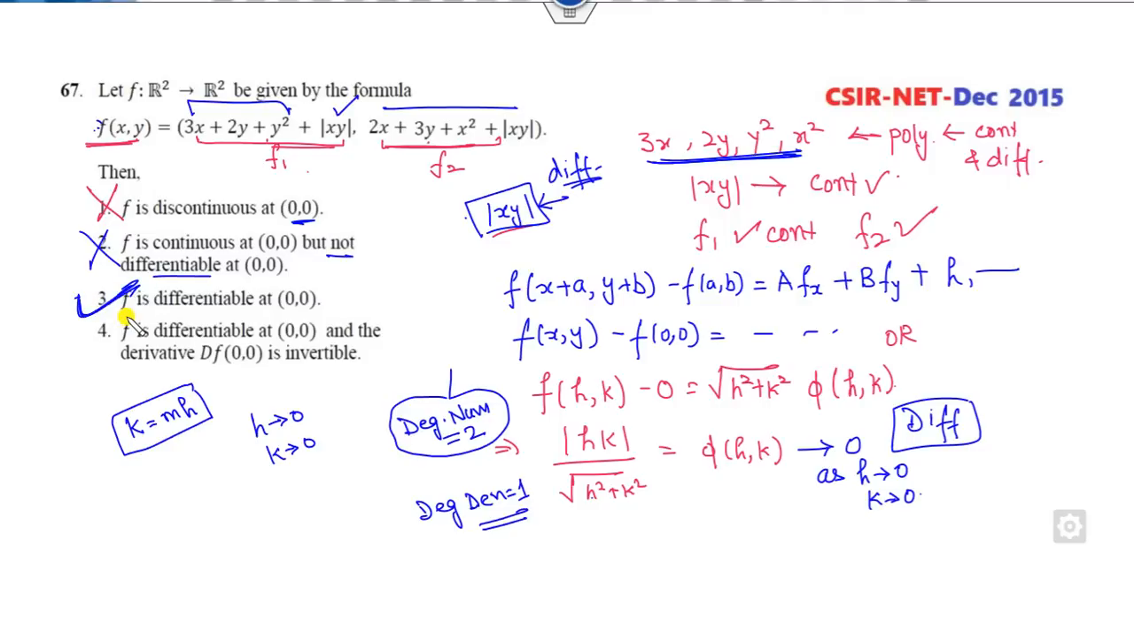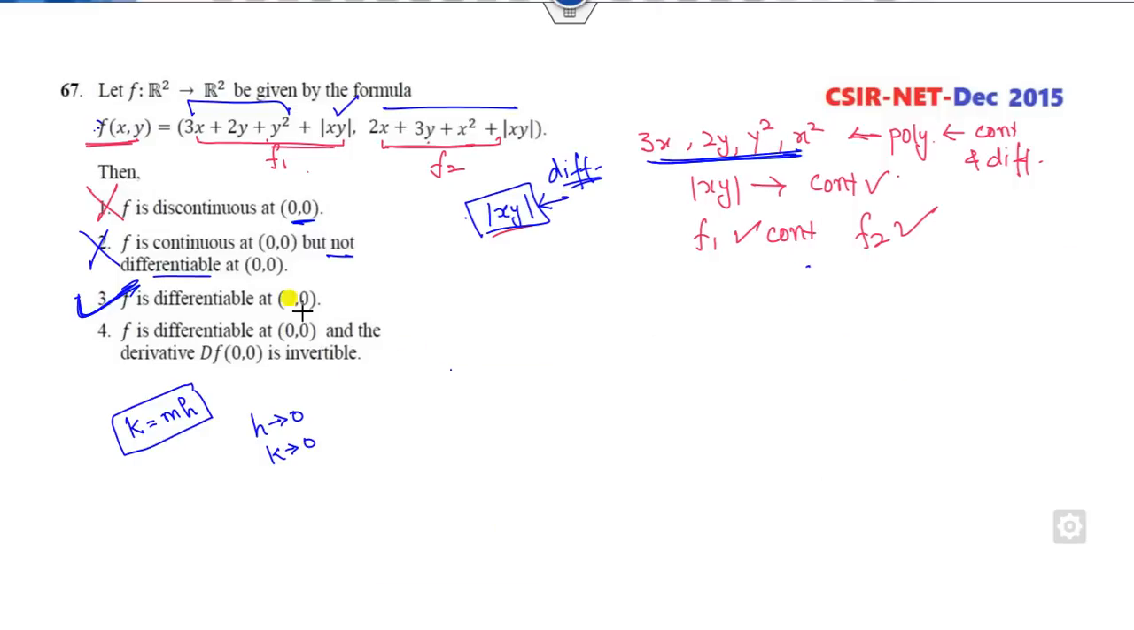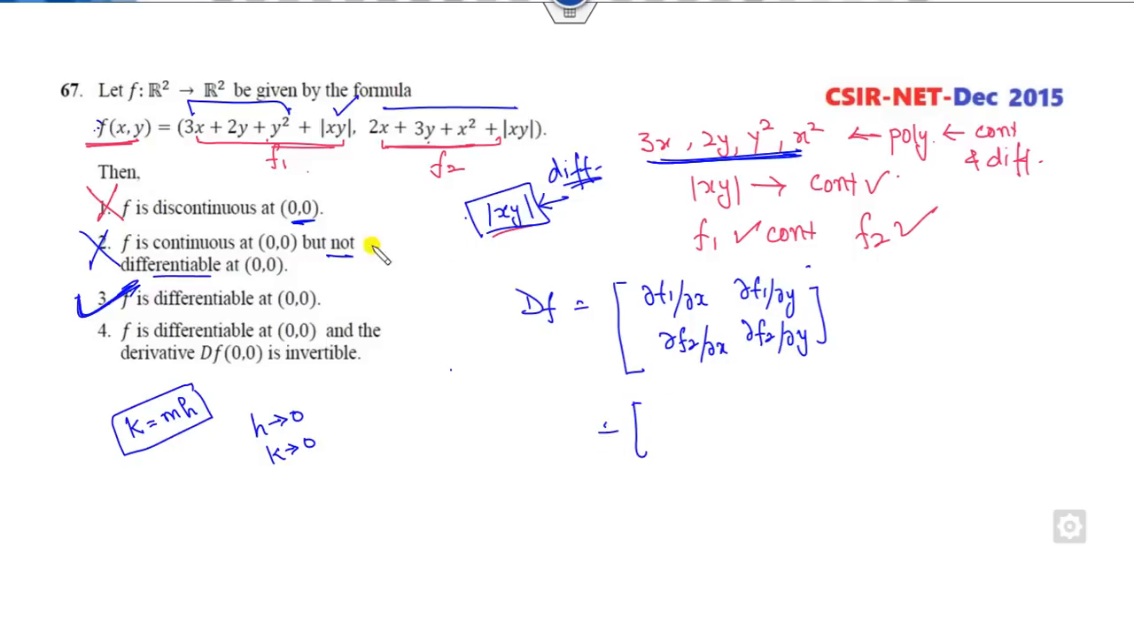This is the correct option. Now the last option: you need to check whether the differential matrix is invertible or not. Look at the point 0, 0. How can you find it? Partial derivative of f1 with respect to x, partial derivative of f1 with respect to y, f2 with respect to x, and f2 with respect to y. With respect to x, 3. At the point 0, 0 the other term will be 0, so it is only 3. With respect to y, only 2. This is 2, this is 3. Now what is the determinant of this?